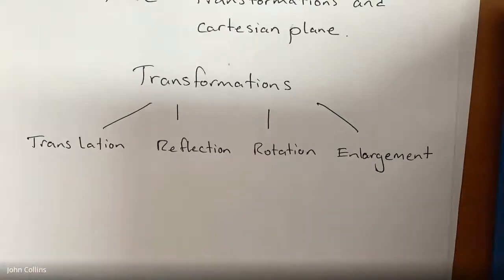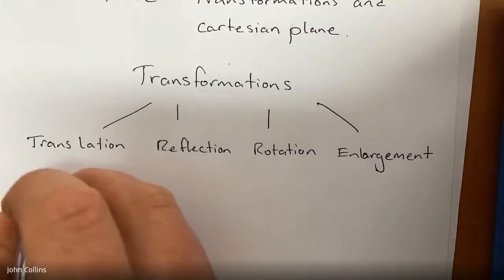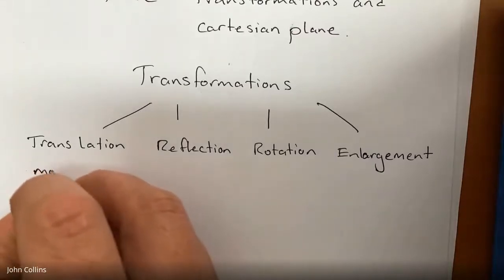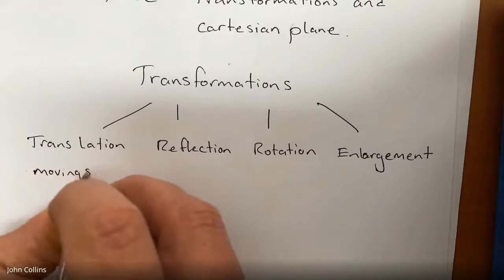So a translation, this is not an English to French translation or something like that. This is a translation in mathematics. Translation is a move. So usually the key thing to say about it is moving shapes.